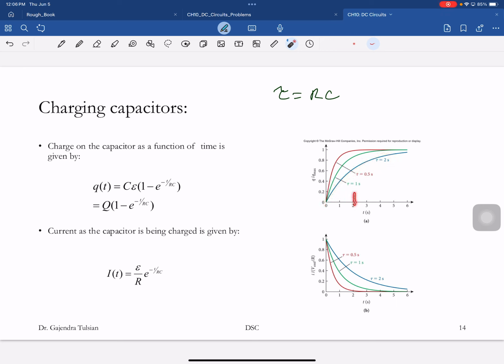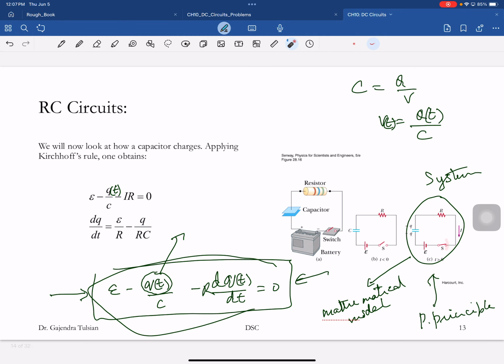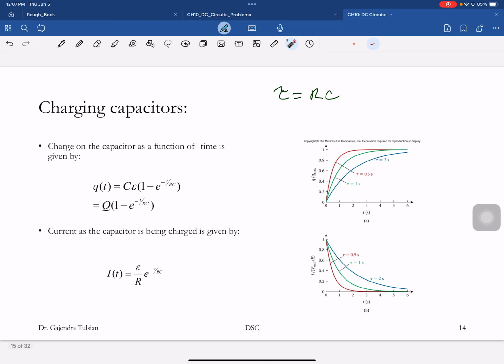What happens is in 2 seconds, 65% of the charge is built. Another 2 seconds, about 90% of the charge is built. 65% of the remaining charge, and so on. So that's how the charge is building. Now the current as the capacitor is being charged. When you first close the switch, the current is maximum. And then the charging gets slower and slower. So the current in the circuit decays exponentially. As the capacitor gets to full charge, the current is dying down.